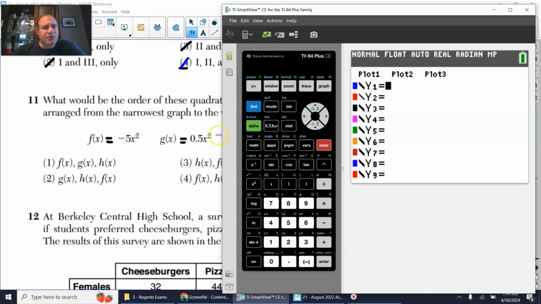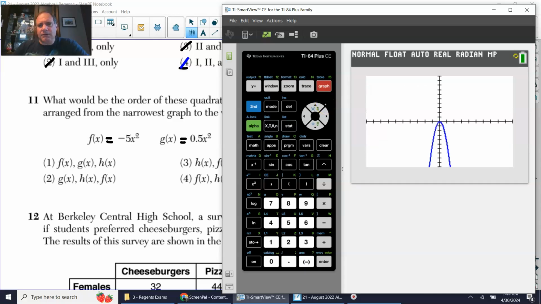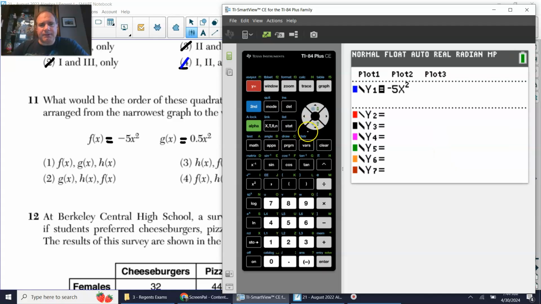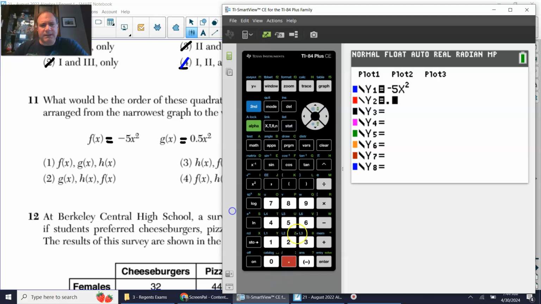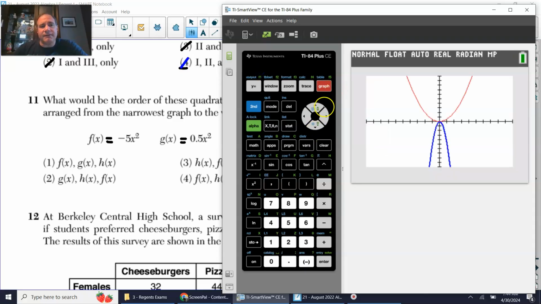So I'm going to start with the number that is the least, right? I'll start here with f of x. So I'm just going to put this down: negative 5x squared. And I'm going to look at it. All right, that's good. I'm going to put in 0.5x squared, and we'll see if that's narrower or wider. That is definitely wider. So that's the widest. Well, that's wide. This is narrow.